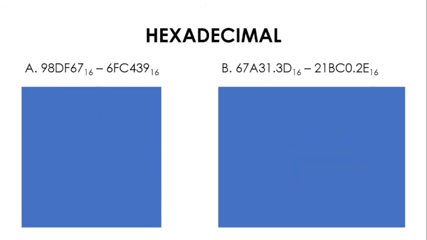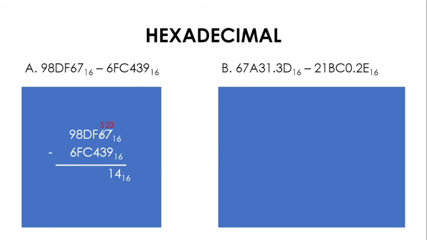For the last topic of this part, we will be subtracting hexadecimal numbers. For the first example, we have 98DF67 hexadecimal minus 6FC439 hexadecimal. We'll be subtracting each digit from one another, starting from the rightmost part to the left. We cannot subtract 7 to 9, so we'll borrow 16 from the next digit. So we'll have 23 now, minus 9, that is 14.